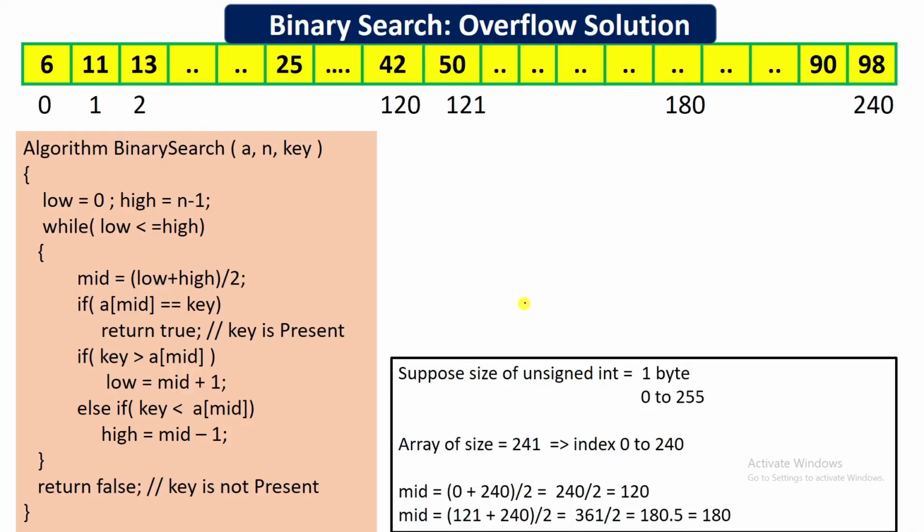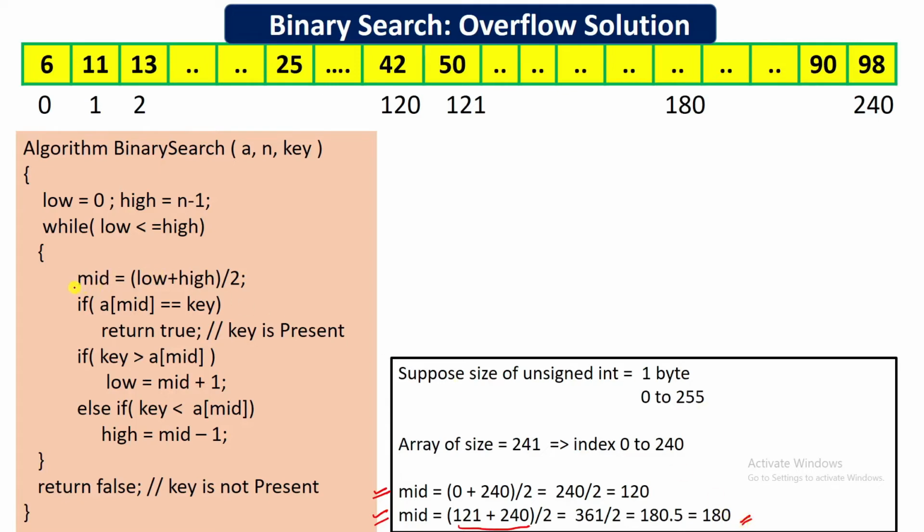So basically, to understand the solution, let's take the previous example again. Let's say unsigned int is of 1 byte, and the array is from 0 to 240. For the first time there was no calculation error, but for the second time, due to this 121 plus 240, we were getting the overflow. 361 cannot be adjusted inside the unsigned int, so we will not get 180, right? Now I will show you the solution in which I will get the 180 without any overflow problem.